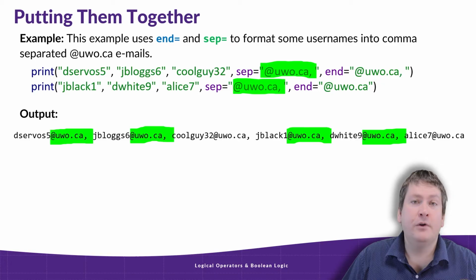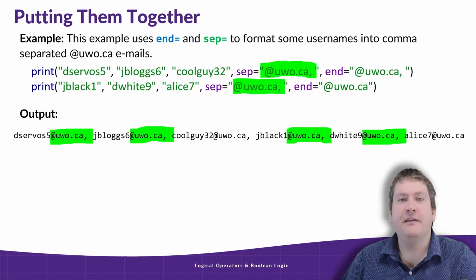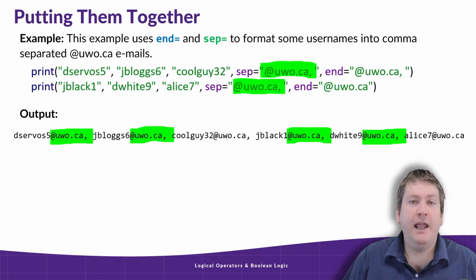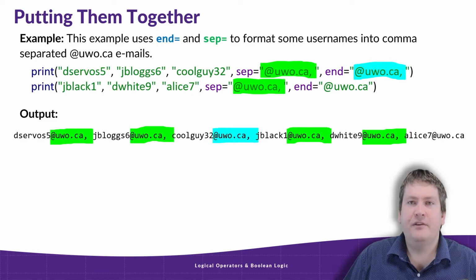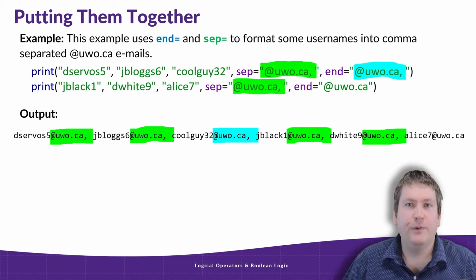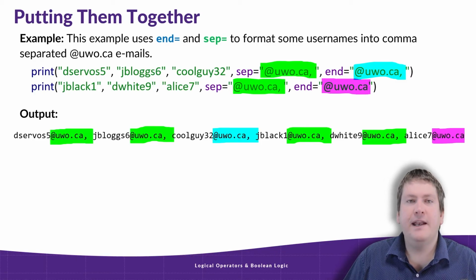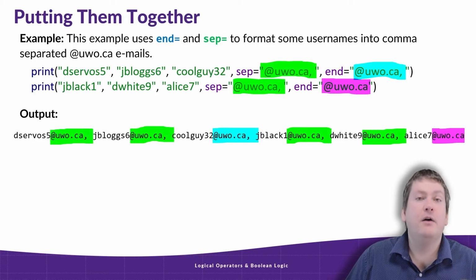Notice it doesn't have coolguy and Alice highlighted. That's because the separator character only goes between values, not at the end of values. To get the @UWO.ca and the comma at the end of the other 2 usernames, we need to use the end parameter because they're the end of those print lines. So in blue right here, that @UWO.ca and then a comma space is added to coolguy32 because it's at the end of that line. The other one is going to be for the last name, Alice7. In this case, we don't have the space and the comma at the end because it's at the end of the line. So by combining both end and sep arguments, we can get really interesting results and outputs, and it can help format your code a little bit.